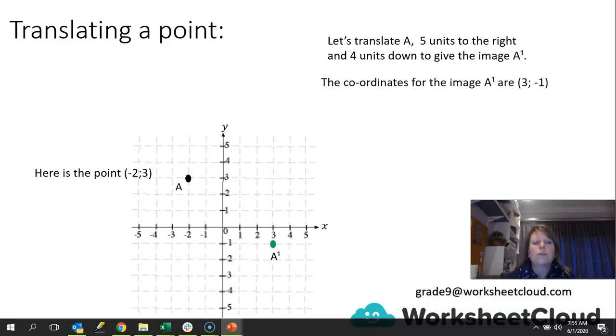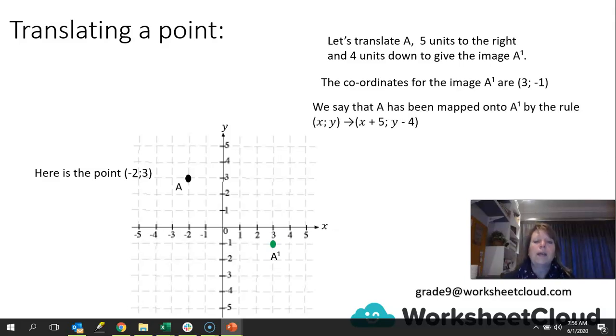So the coordinates for the image A1 are (3, -1). Can you see the x value is 3 and the y value is -1, and that shows us where that point is. It gives us the coordinates. All right, that sounded all a bit higgledy-piggledy, but I'm sure you do understand.